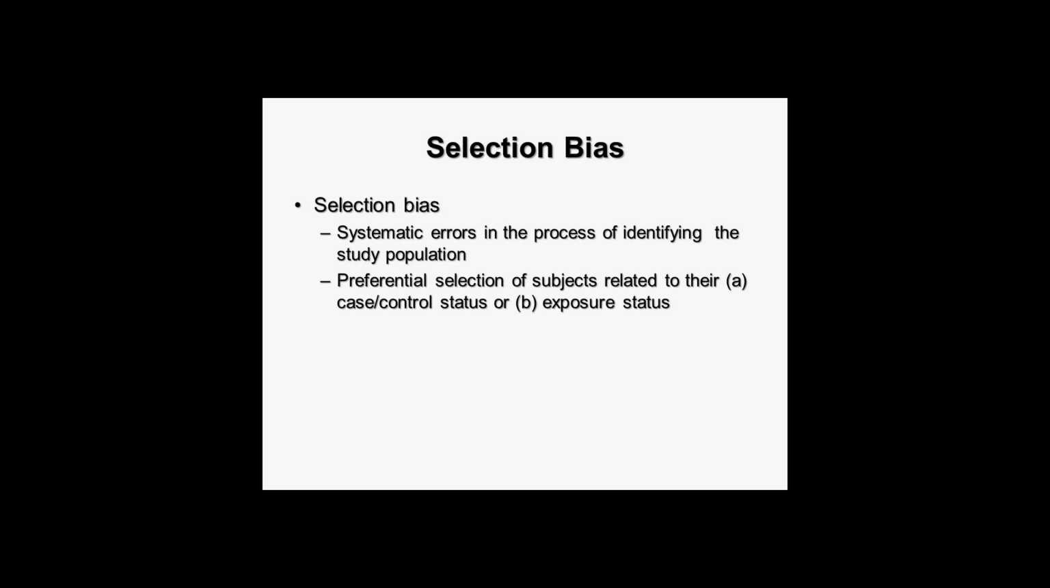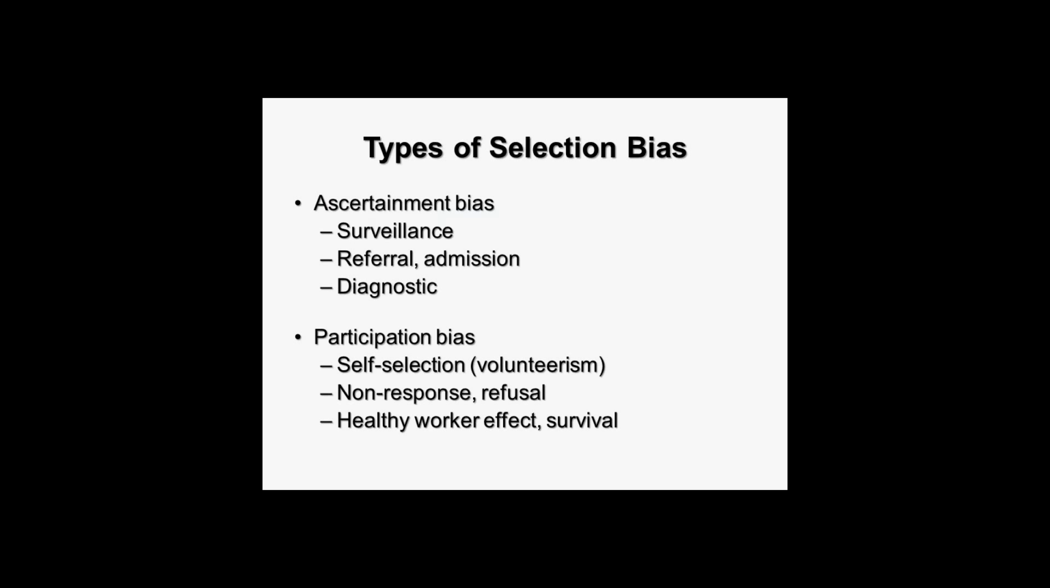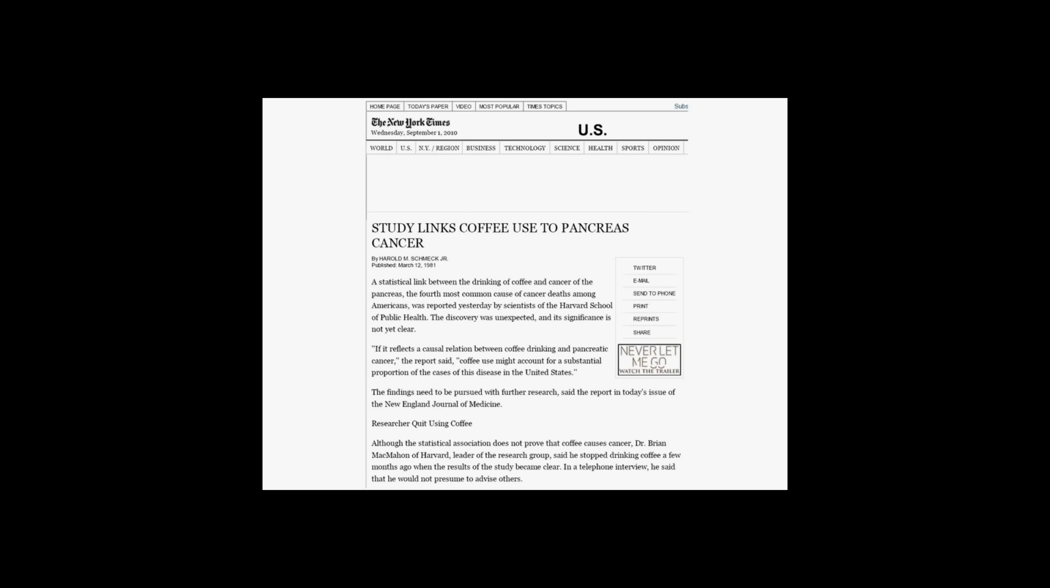So a selection bias is a systematic error that results in differences in how your cases and controls are selected right there. In other words, you can have a preferential selection to either a person's case or control status or an exposure status right there. And so when we think about the types of selection bias, we have the main two groups, ascertainment bias and participation bias right there. So underneath ascertainment bias, you have surveillance bias, referral or admission bias, and diagnostic bias. Underneath the participation bias, you have self-selection, also known as volunteerism, non-response or refusal bias, and healthy worker effect or survival bias right there.